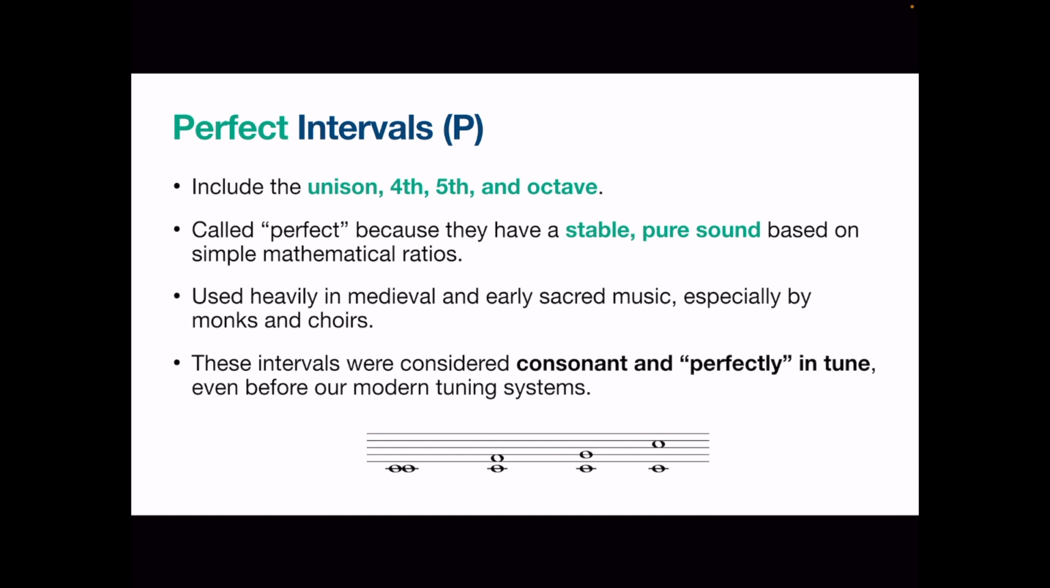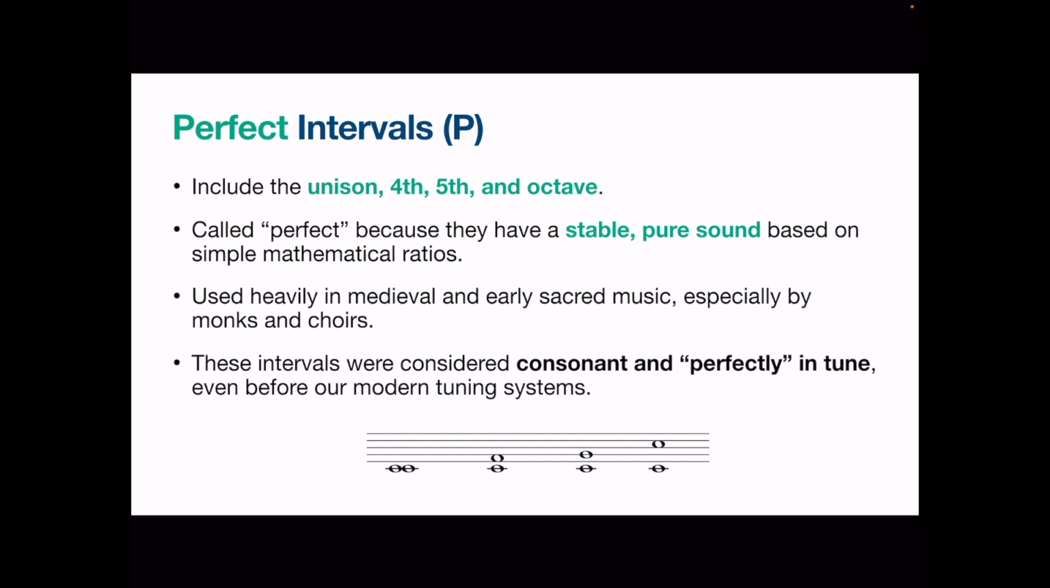So these intervals were heavily used in medieval and early sacred music, especially by monks and choirs. So in the early Catholic Church, you would hear monks singing like one line of chanting, but then there's another line that's just underneath supporting them. So you would hear things like, it has that really mysterious quality to it.